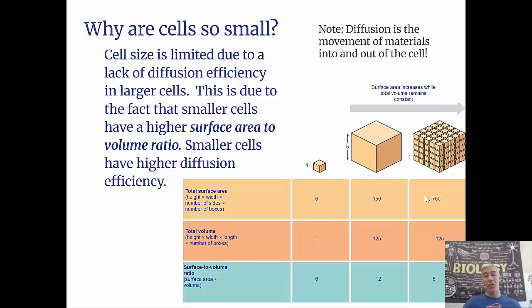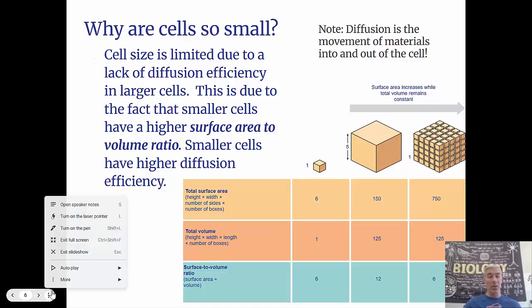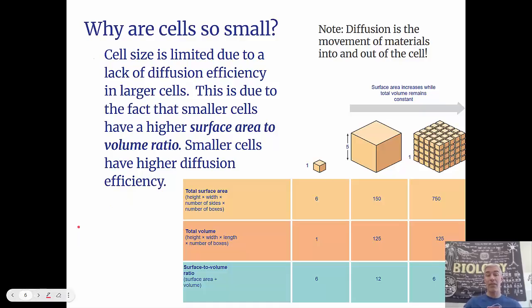Now, I'm going to show you in a second why this works this way, but we can actually quantify and determine which cells are more efficient by checking their surface area to volume ratios. So surface area to volume ratio is simply taking the surface area and dividing it by the volume. And you can see how the smaller cubes have a lower surface area to volume ratio here. If they have the same shape, so if we hold shape constant, the smaller thing is always going to have a higher surface area to volume ratio.